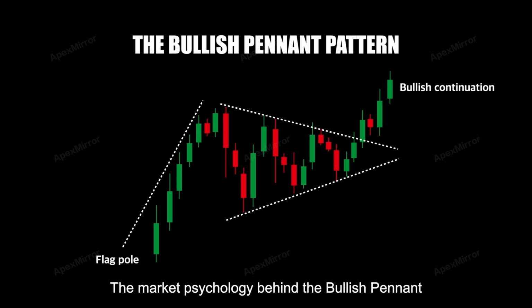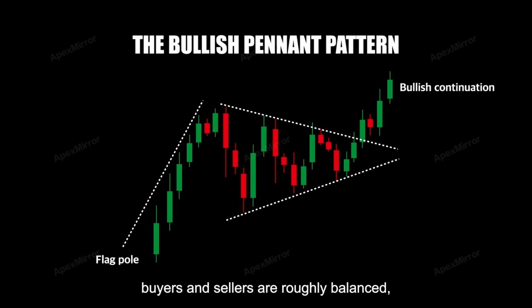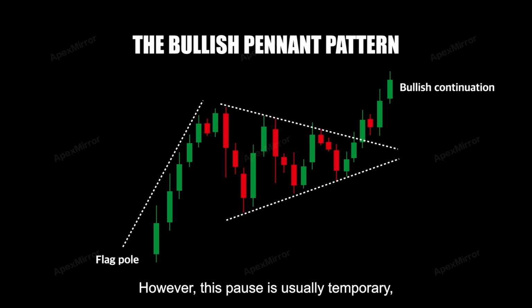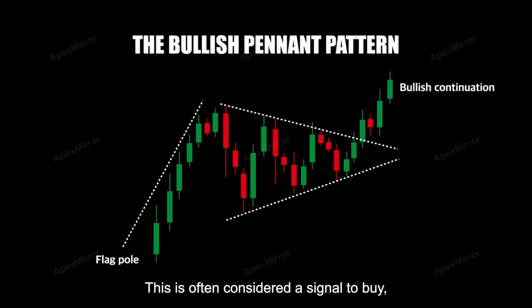The market psychology behind the bullish pennant can be understood as a pause in the market after a strong price rise. During this pause, buyers and sellers are roughly balanced, causing the price to move in a tight range with a slight downward bias. However, this pause is usually temporary, and when the buyers regain control, the price breaks out of the pennant, confirming the pattern and continuing in the direction of the prior uptrend. This is often considered a signal to buy, as it is anticipated that the price will continue to rise.